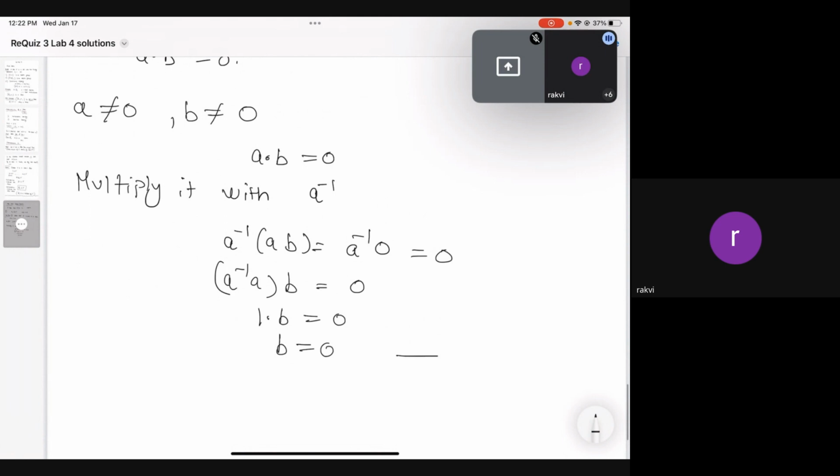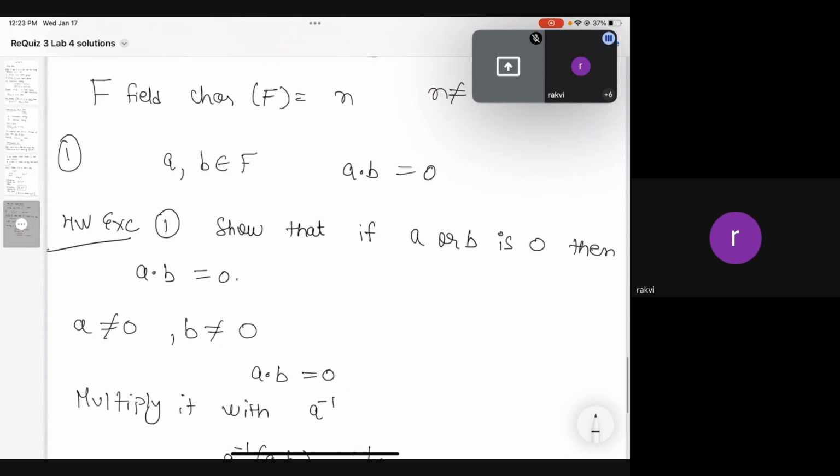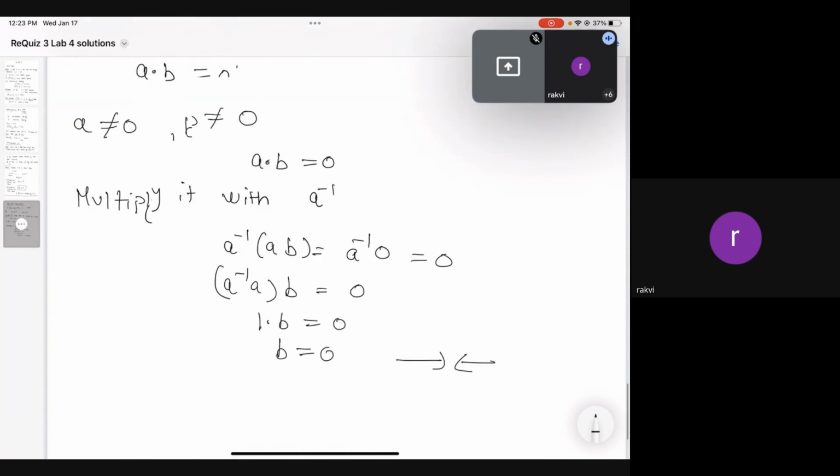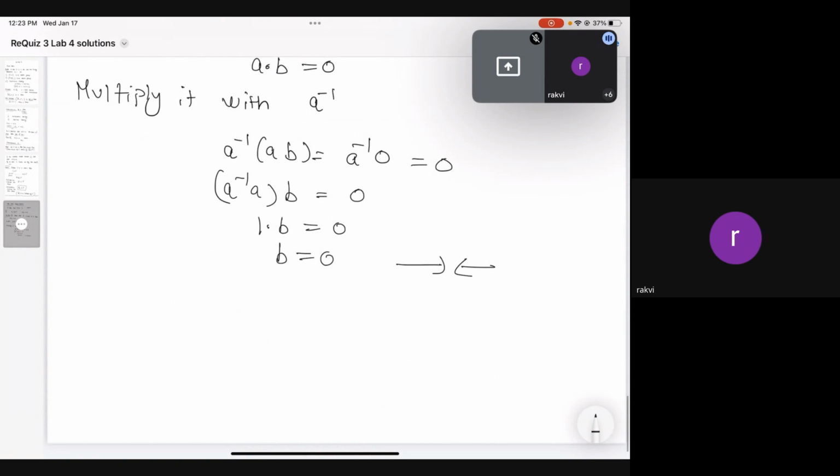Right? So this already gives me a contradiction, because I assumed that both A and B have to be non-zero. So what this tells me is that you cannot multiply two non-zero elements to get 0. One of them has to be 0. So if I have a non-zero characteristic, this characteristic cannot be composite, right?